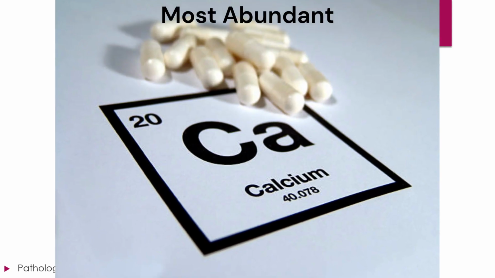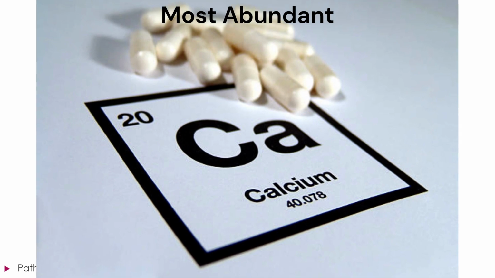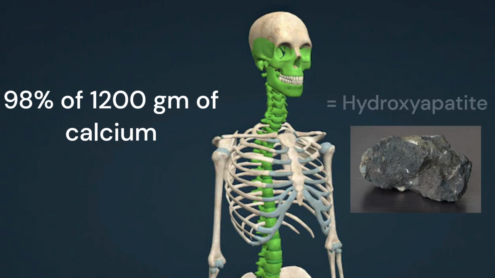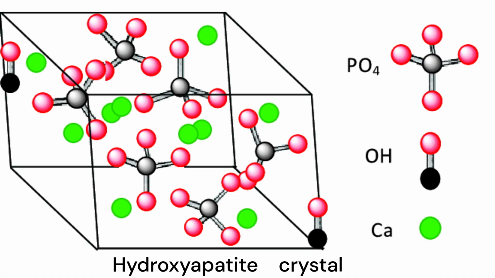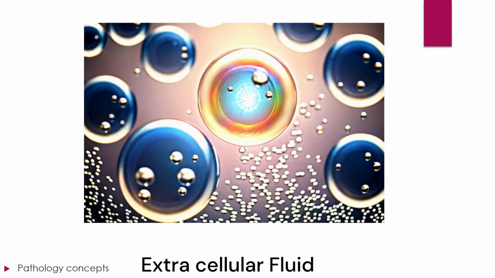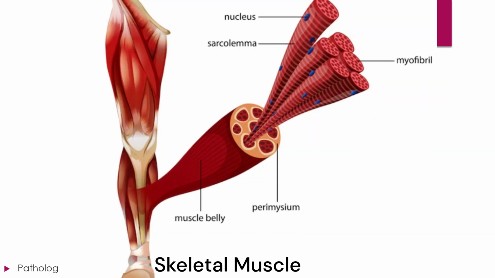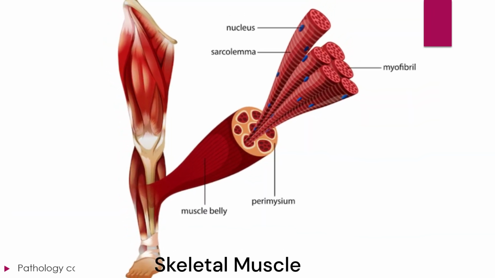Calcium is the most abundant mineral element in the body. About 98% of the 1200 grams of calcium in an adult is in the form of hydroxyapatite in the skeleton. Hydroxyapatite is a lattice-like crystal composed of calcium, phosphorus and hydroxide. The remaining calcium is in the extracellular fluid and in various tissues, especially skeletal muscle.